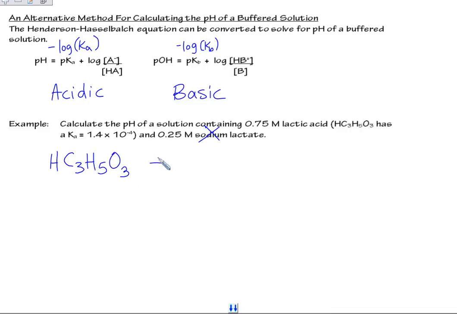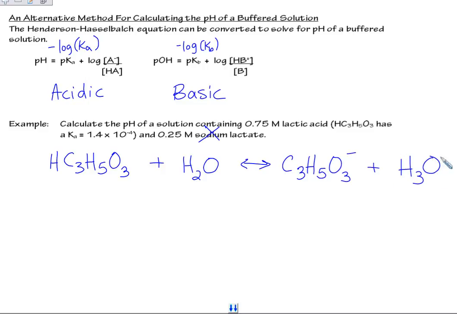HC3H5O3. You can put the water in if you like to. We're going to lose a hydrogen, so that will form the lactate ion, which is negative, and then hydronium, H3O plus. Or you could just start with this original lactic acid neutral particle, and you could dissociate that right away into the lactate ion and hydrogen. Either way, numerically, your calculations are going to end up the same.